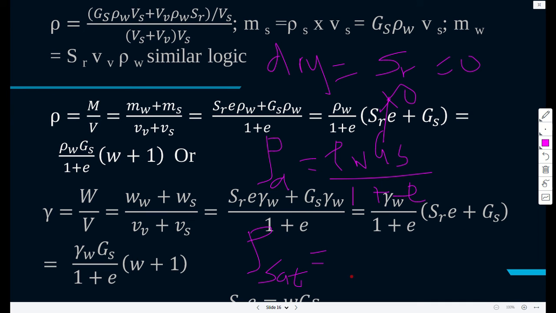Similarly, you can get gamma saturated if the soil is completely saturated with water. I need guidance for saturated density. For saturated soil, completely filled with water, the degree of saturation we already said is 1. So someone please tell me the expression for saturated density. Modify it basically from here, it should be simple.